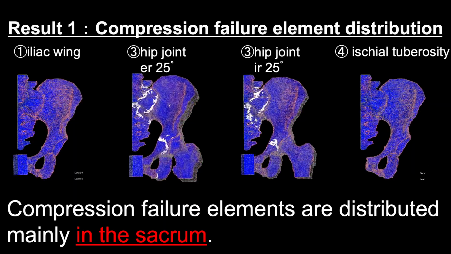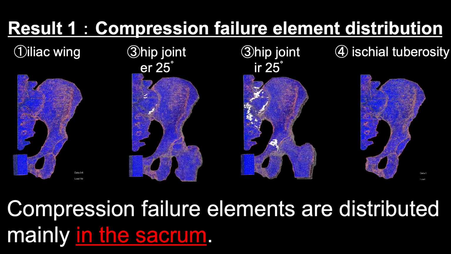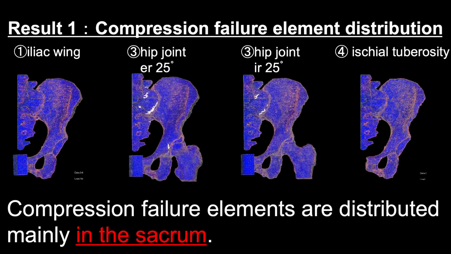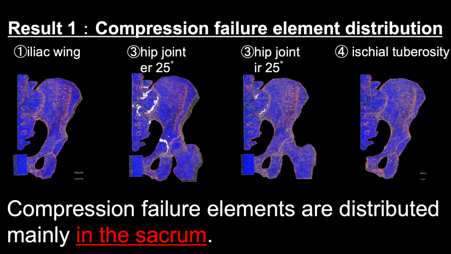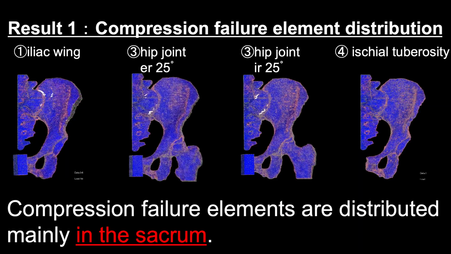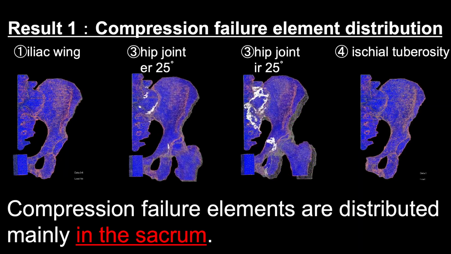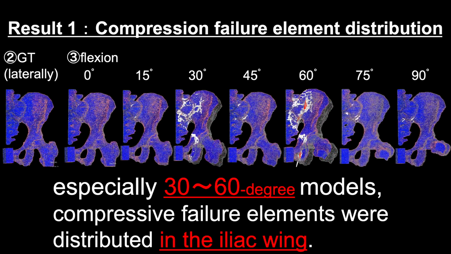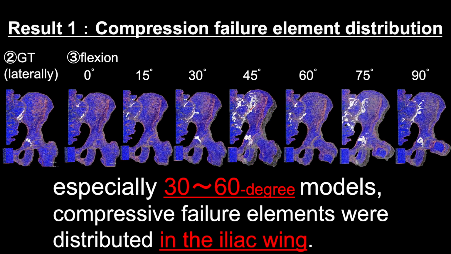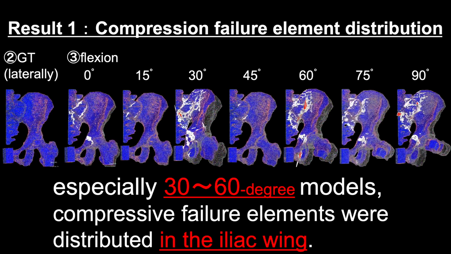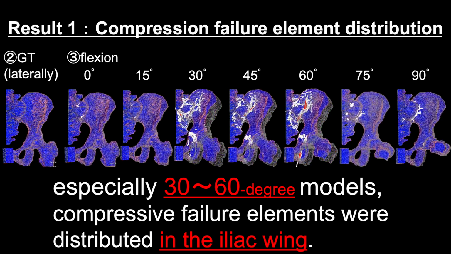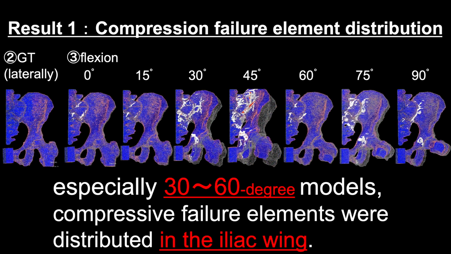These are the distribution maps of compression fracture elements. Compression failure elements are shown in white. In the models of iliac wing, hip rotation, and ischial tuberosity, the elements were distributed mainly in the sacrum. In contrast, in the hip flexion models, the compressive failure elements were distributed in the iliac wing, and the fracture morphologies were similar to Rommens 3A.